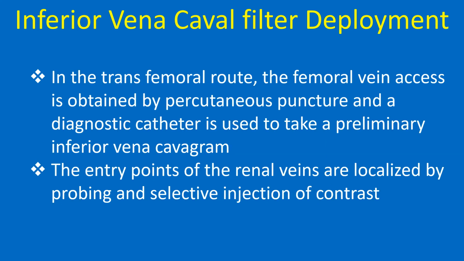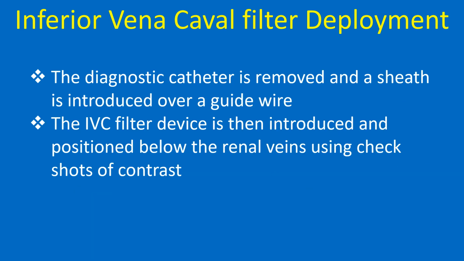route. In the transfemoral route, the femoral vein access is obtained by percutaneous puncture and a diagnostic catheter is used to take a preliminary inferior vena cavogram. The entry points of the renal veins are localized by probing and selective injection of contrast. The diagnostic catheter is removed and a sheath is introduced over a guide wire.